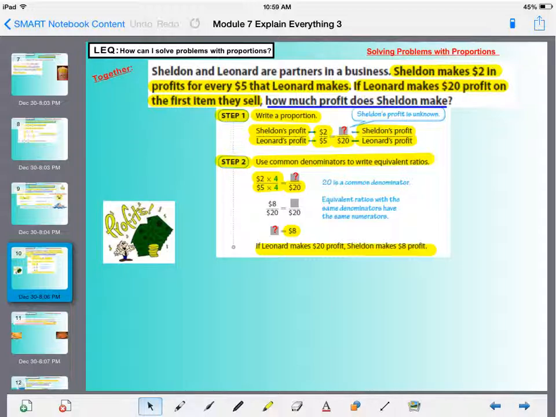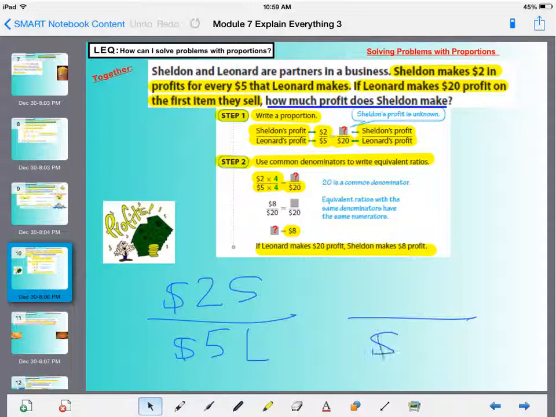We had fun with these types of problems in class. It's telling us if Sheldon makes $2 in profits for every $5 that Leonard makes. Then it tells us that Leonard makes $20 in profit on the first item that they sell. How much profit does Sheldon make? Well, this was very, very simple. We said we were going to set this up as a ratio where we have the $2 that Sheldon makes for every $5 that Leonard makes. And then the information given is that Leonard makes $20 in profit. So we go ahead and match up Leonard with Leonard.